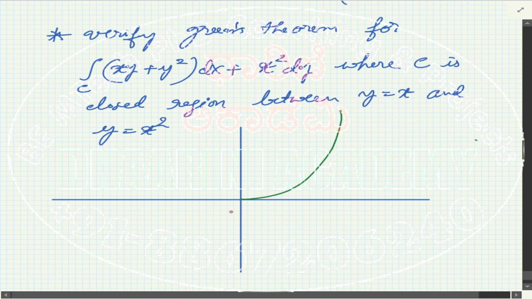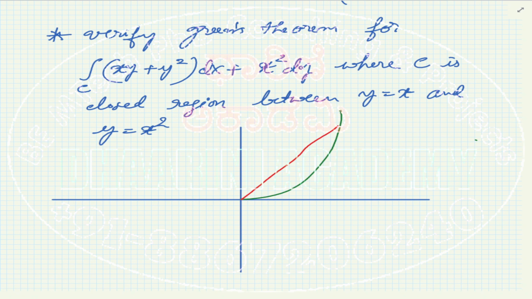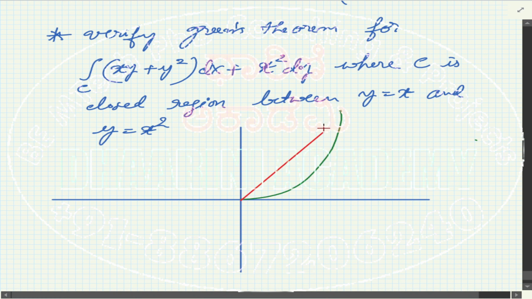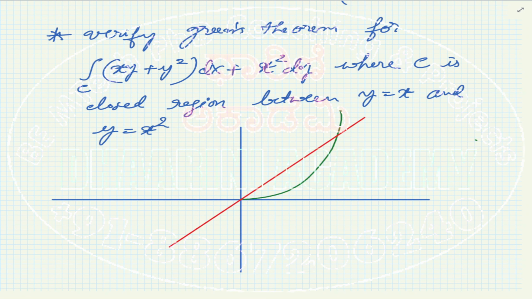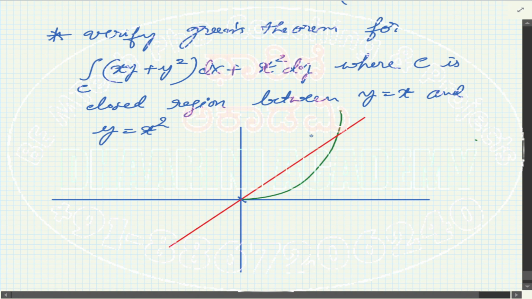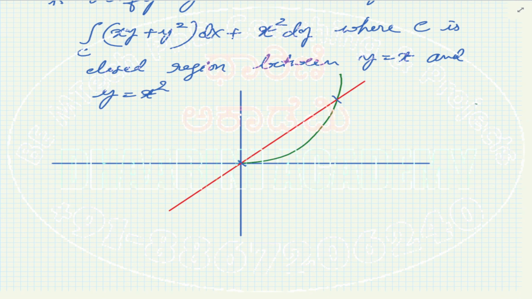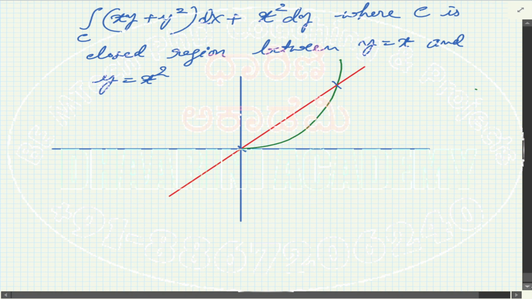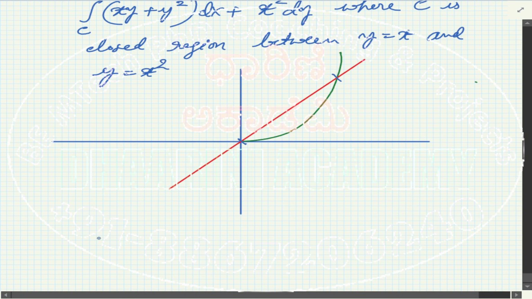And the second curve, y equals x, is a straight line. So there are 2 points of intersection, one is this and the second one is this. All right, so now let's try to find the points of intersection.